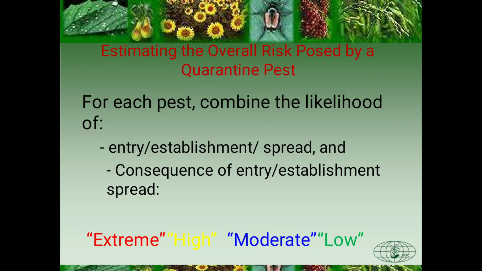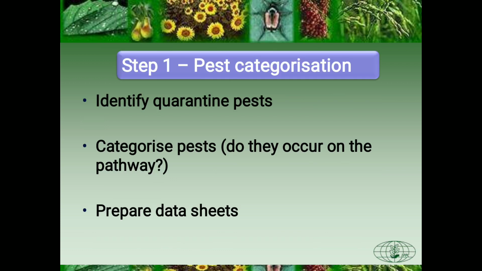So next, in step one, pest categorization, we identify which quarantine pest is there. For example, citrus canker, papaya mosaic virus, potato mosaic virus, Panama wilt virus, all are called quarantine pests. So accordingly, we identify the quarantine pest. After that, we categorize the pest. Does that pest occur during the pathway?